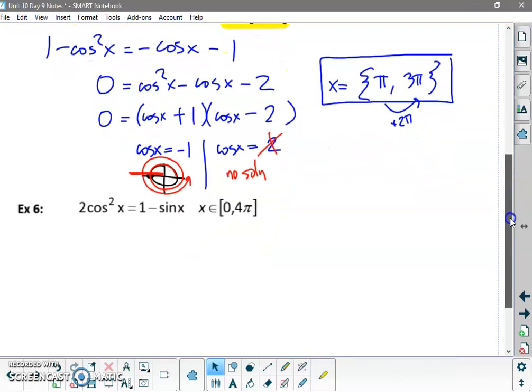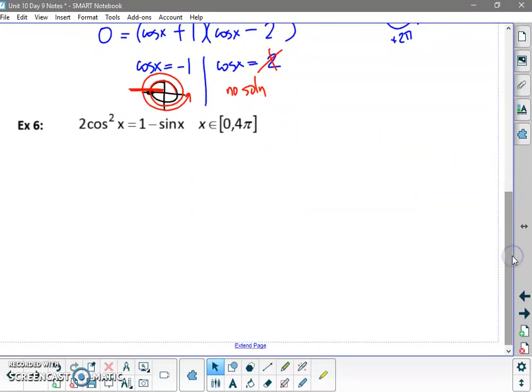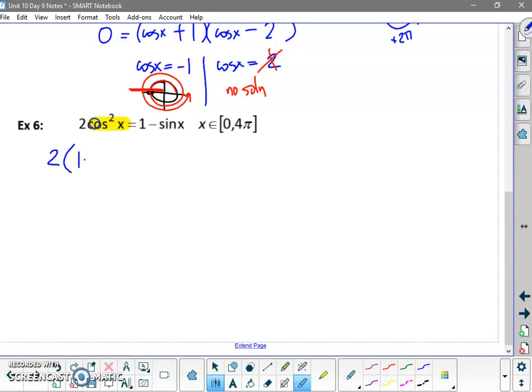Okay, our final example, and probably the most challenging one. 2 cosine squared x equals 1 minus sine x. So again, I see a cosine squared, I see a sine. I have to replace the cosine squared. Now be careful because this one has a leading coefficient of 2. So I'm going to leave the 2, but I'm going to replace cosine squared with 1 minus sine squared x.